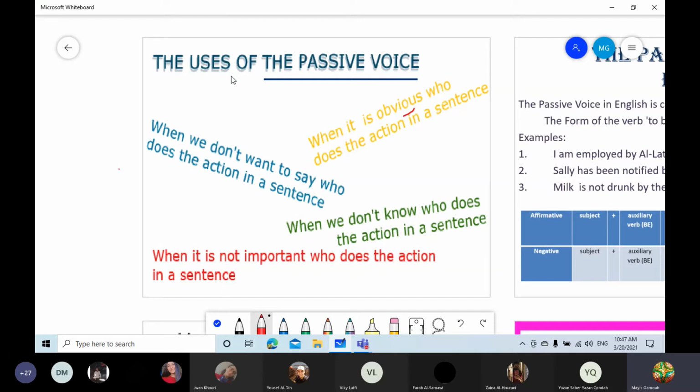Let's go to use number 2. When we don't want to say who does the action in a sentence, okay? It is okay not to say who is the doer. That's when I use the passive voice. Use number 3. When we don't know who does the action in a sentence, okay? An action has been done, but by whom, I don't know. So here I also use the passive voice.